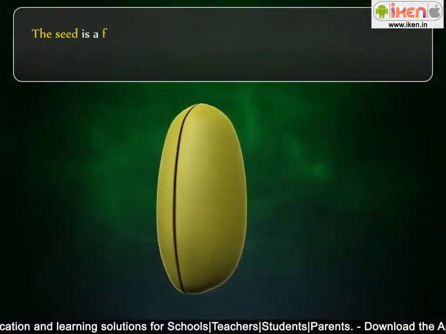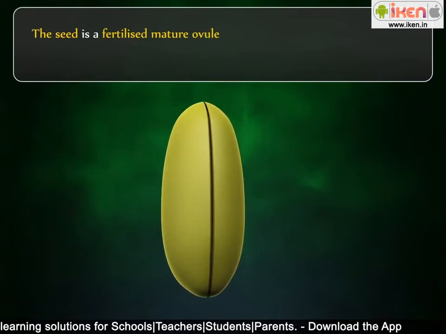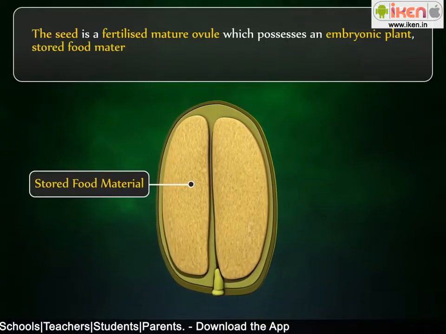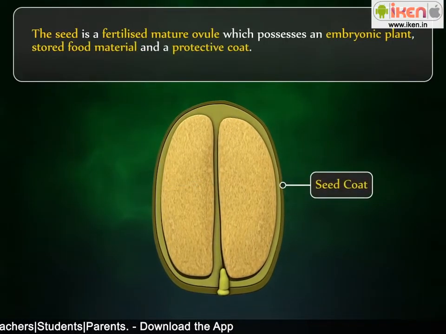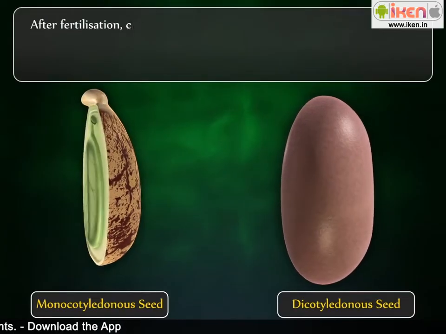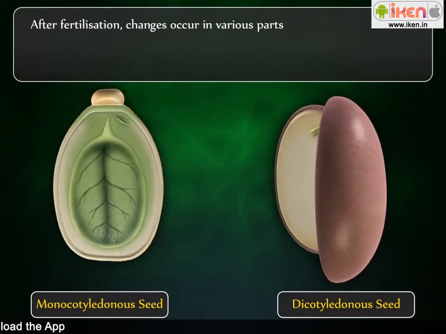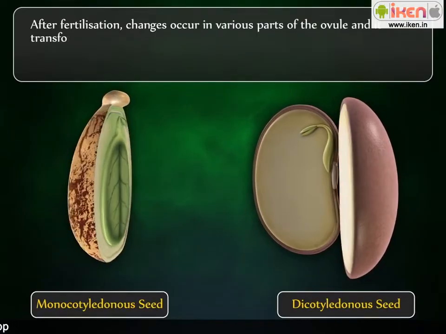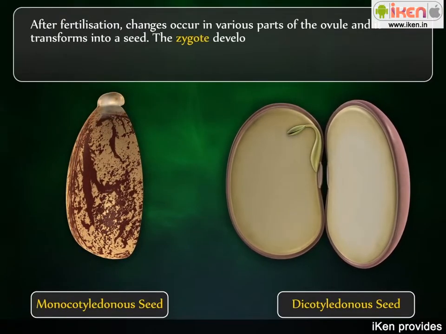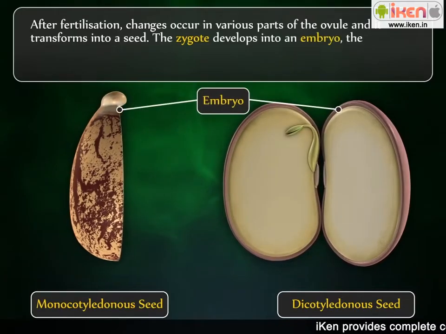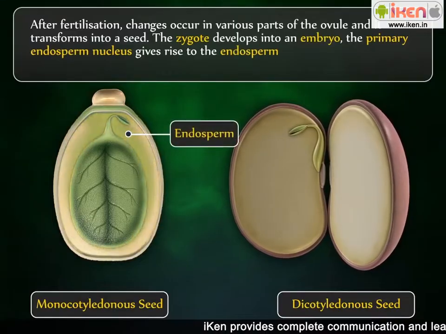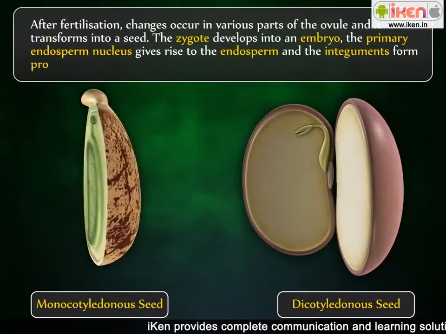The seed is a fertilized mature ovule which possesses an embryonic plant, stored food material and a protective coat. After fertilization, changes occur in various parts of the ovule and it transforms into a seed. The zygote develops into an embryo. The primary endosperm nucleus gives rise to the endosperm and the integuments form protective coats.